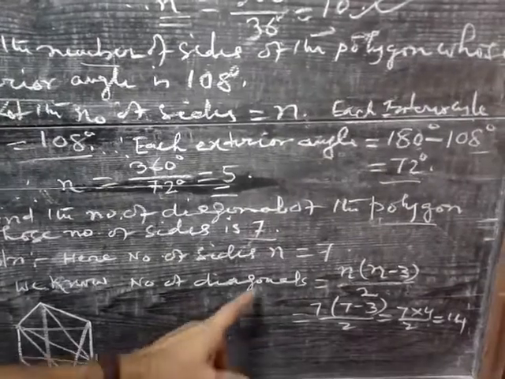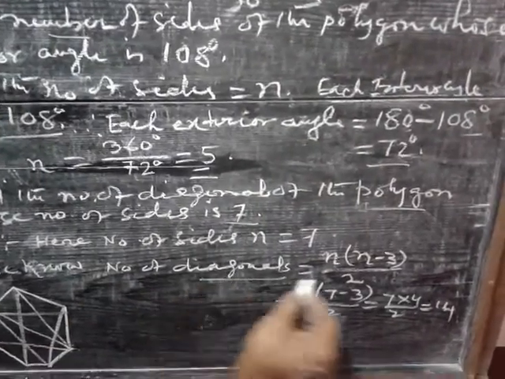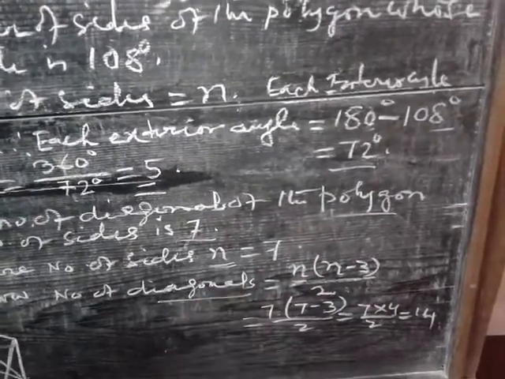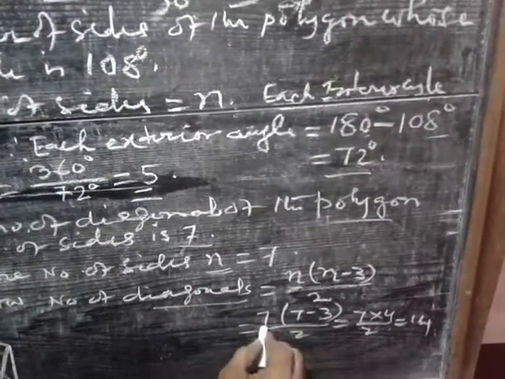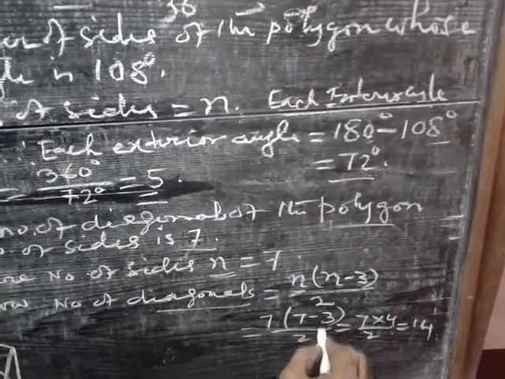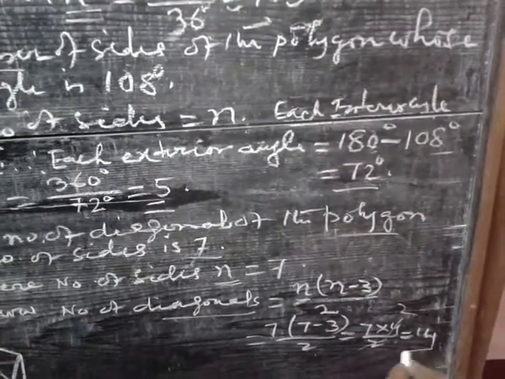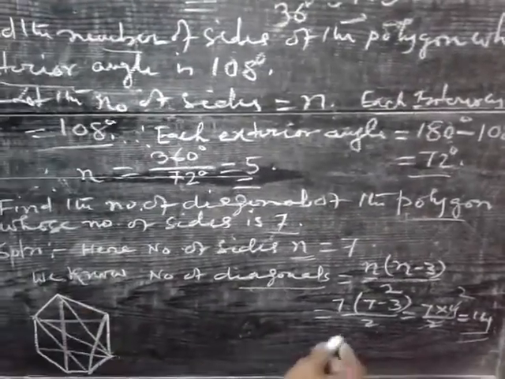Now we know the formula of the diagonal is n into n minus 3 by 2, where n is the number of sides. Put the value over here, n equals 7. 7 into 7 minus 3 by 2. This is 7 into 4. This is cut off by 2. This is 14. The number of diagonals will be 14.